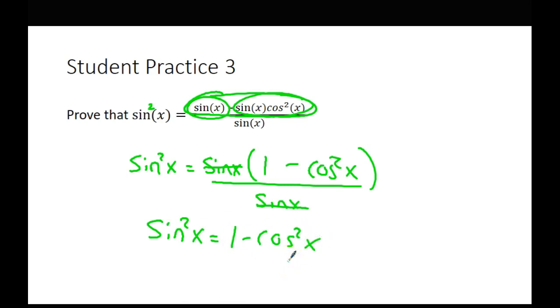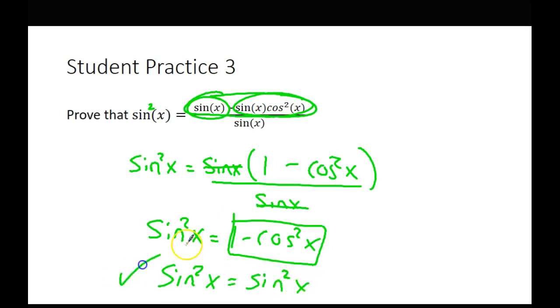And then Giselle, what's next? Okay, no problem. Let's try Armani, what's next? That's right, this is a Pythagorean identity. And what does it equal? Sine x squared. Good. So they match. And we're in business. Okay?